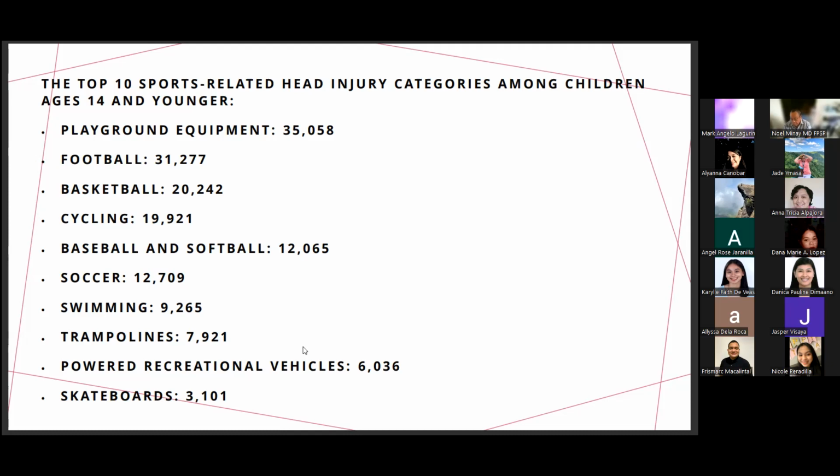Soccer, 12,709. Swimming, 9,265. Trampoline, 7,921. Powered recreational vehicle, 6,036. And skateboard, 3,100. Ito yung sa mga head injuries na age 14 younger. Kasi minsan yung equipment, dito sa playground equipment, mga damit nila na hindi naman fitted sa kanila. Kaya yun, magkakaroon ng taas na rate of injuries.